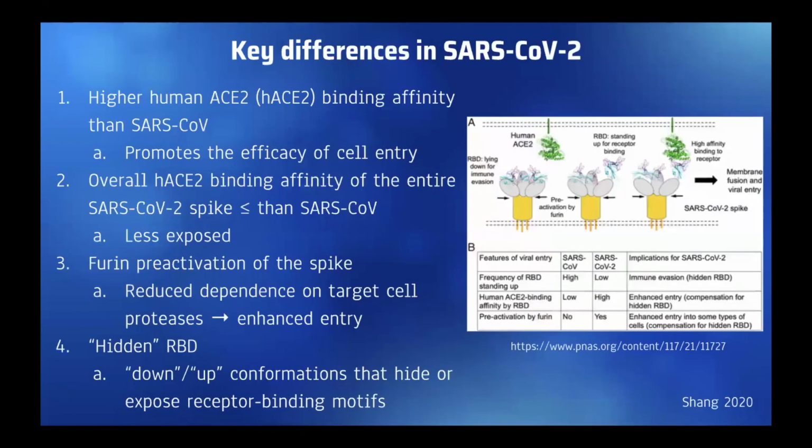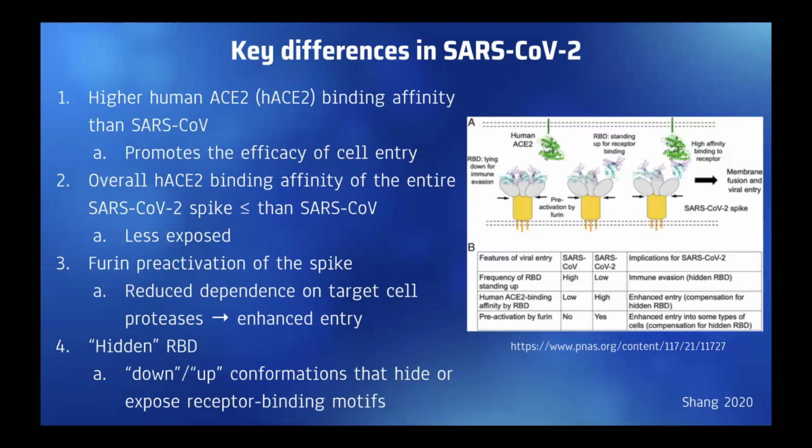While general coronaviruses are not new, there are a few key differences and features of SARS-CoV-2 that have never been seen before, making it a true novel virus. First, SARS-CoV-2 has a much higher human ACE2 binding affinity than SARS-CoV, promoting increased efficacy of cell entry. This is why so many potential treatments so far have been targeted at weakening that bond. Interestingly enough, the overall hACE2 binding affinity of the entire SARS-CoV-2 spike is comparable to or less than SARS-CoV. This means that it has been less exposed, supporting the novelty of COVID-19.